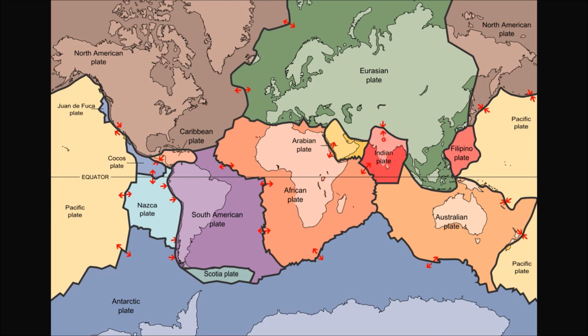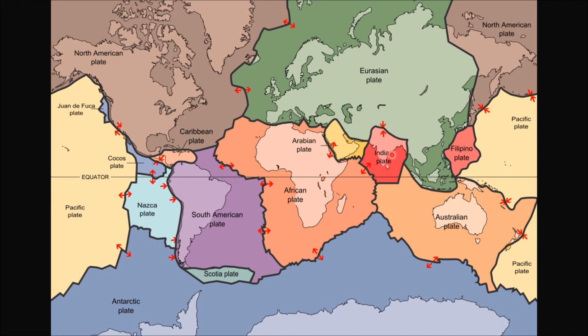Well, the Indian plate is trying to move up and push against the Eurasian plate. And then what is the Eurasian plate doing? Well, the Eurasian plate is trying to push south. It's trying to push down against the Indian plate. So both of these plates are trying to move against each other. They're putting a lot of pressure against each other.